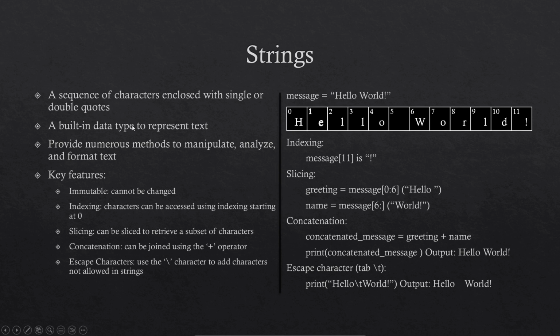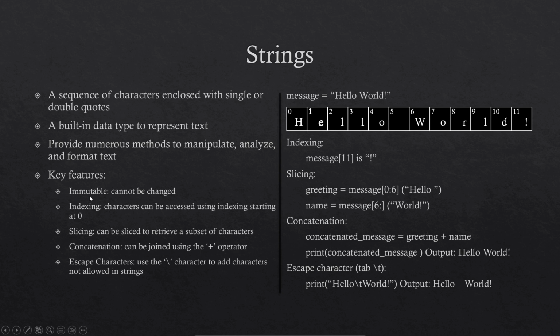Strings are a built-in data type to represent text in Python, and they provide numerous methods to manipulate, analyze, and format the text. There are methods to do things such as capitalize the first letter of each word. You can make the entire string uppercase, the entire string lowercase. You can split the string. There's a lot you can do with strings, and we'll go over not all of the methods, but some of them. There are many, many, many of them.